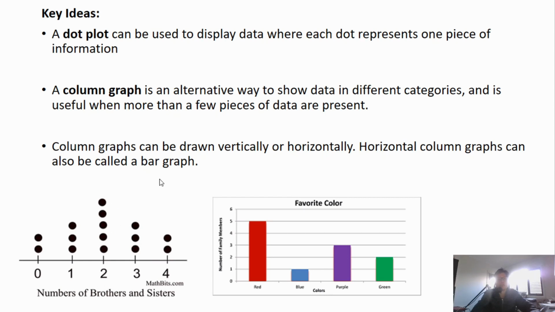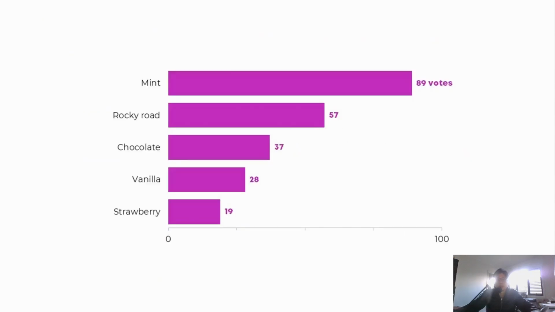For the second one, a column graph is an alternative way to show data in different categories, and it is more useful when more than a few pieces of data are present. We have an example of a column graph on the right here, and notice there is more than one piece of data. The dot plot just had number of brothers and sisters, and this one has different colors: red, blue, purple, and green. Column graphs can be drawn vertically or horizontally, and horizontal column graphs are usually called a bar graph. That's just a quick image of a horizontal bar graph right here.